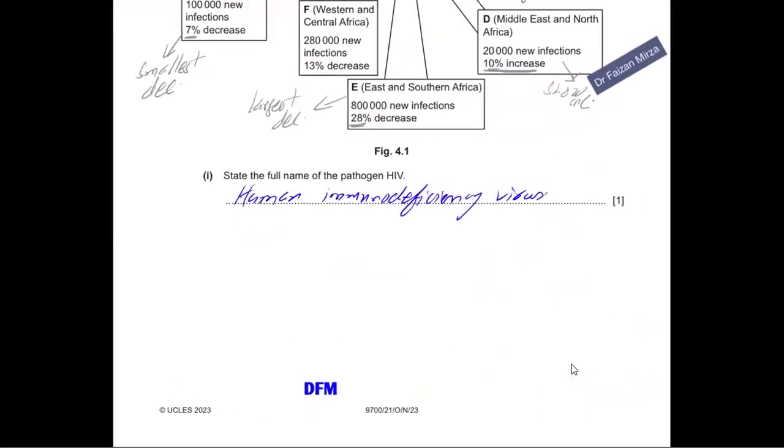State the full name of the HIV pathogen, something that students get wrong. Human immunodeficiency virus. So nothing else but these three terms.